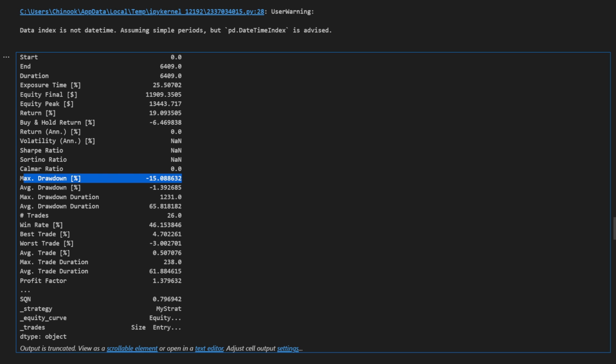That's a lot. I wouldn't recommend anything below 10%. And an average drawdown of minus 1.39%, so that's okay. That's a good one. But the maximum was a bit scary. So this is the worst case of our drawdowns.